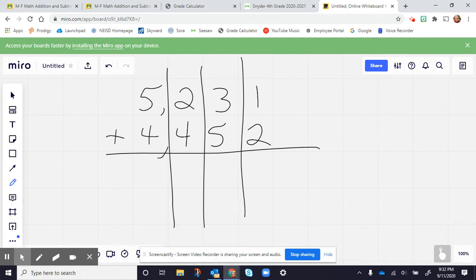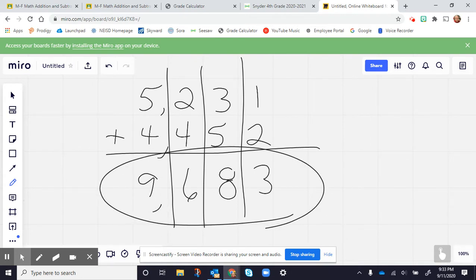So in the ones place, we have 1 plus 2 ones. It would be 3. 3 and 5, when we combine those, is 8. 2 plus 4 is 6. And 5 and 4 is 9. So our answer is 9,683. That was no regrouping.